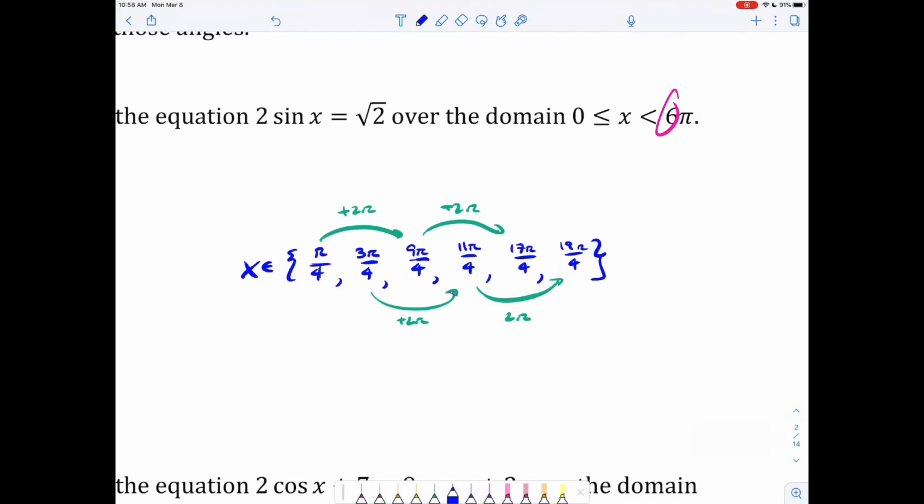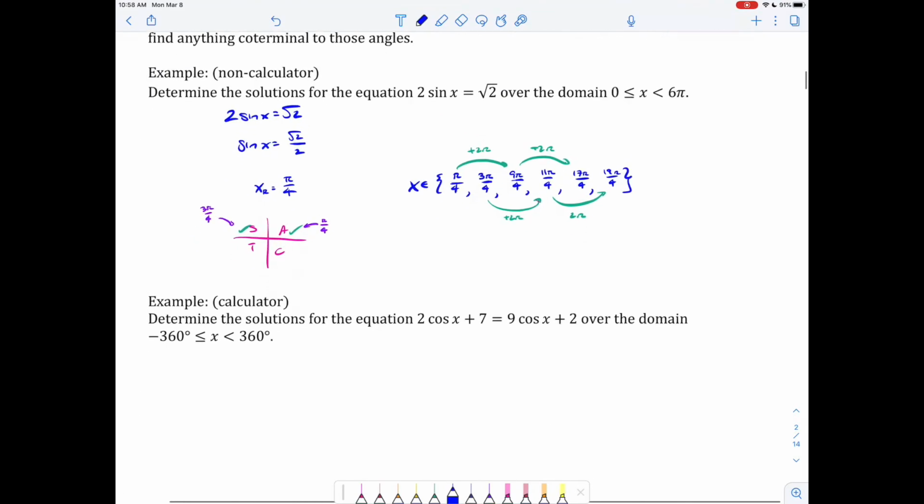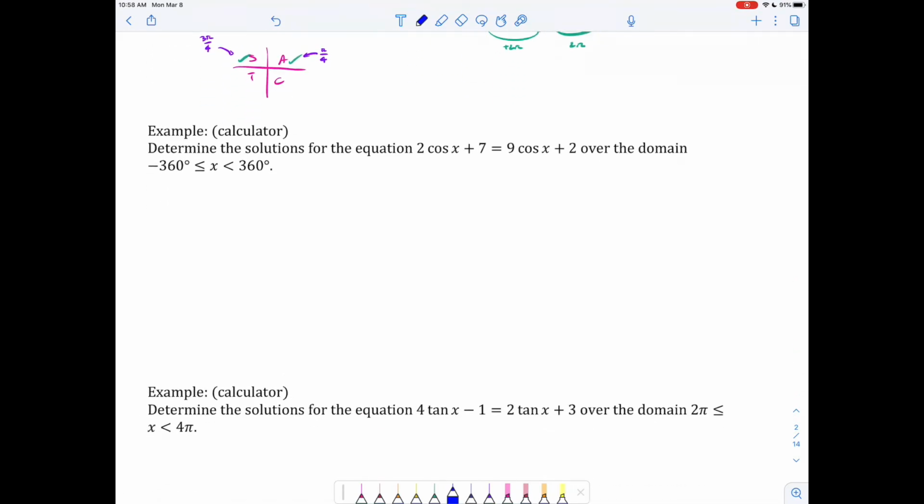Quick! Try the others. There's plenty of time, but try them. Calculator and calculator. See what you get, and see how it compares to whatever I get.